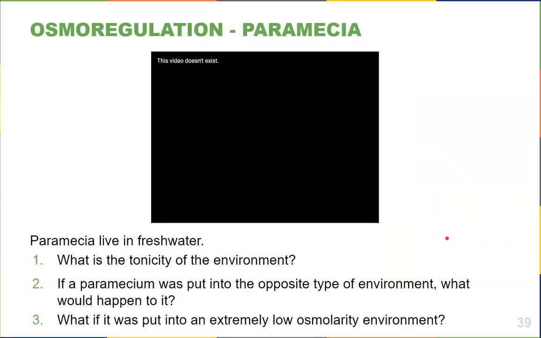Okay. So this was supposed to be a video showing a paramecia, but it's not on here. But paramecia do live in fresh water. So the tonicity of the environment would be hypotonic, right? Because water is constantly moving into the paramecium. If the paramecium was put into an opposite type of environment, it would probably shrivel up because it would lose water. And what if it was put into an extremely low osmolarity environment? Well, same thing. It would shrivel up.